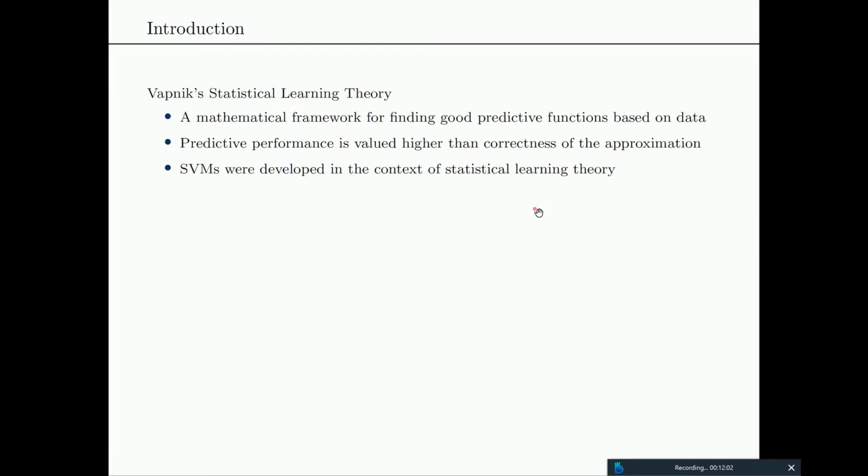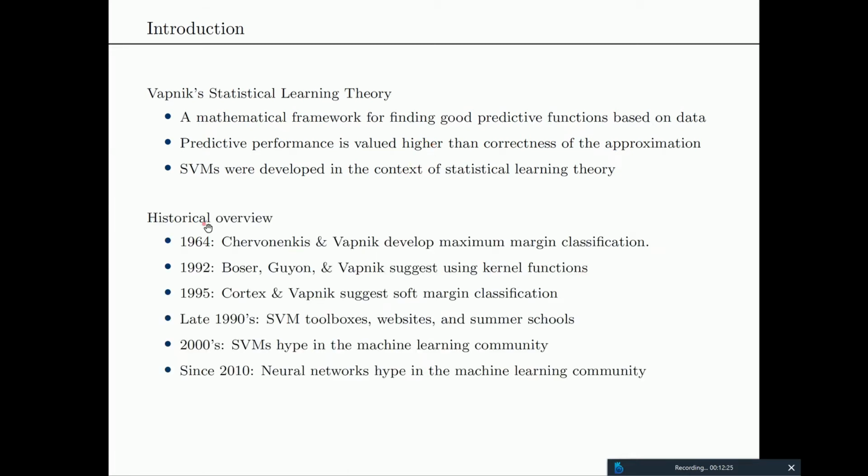So this is kind of the background. Vapnik's statistical learning theory is a mathematical framework for finding good predictive functions based on data. As I just said, the predictive performance is valued higher than the correctness of the approximations, and support vector machines were developed in this context of statistical learning theory. So that's kind of the history. I think I've already mentioned that. You find these papers, definitely the Burges and the Cortes, and some readings by Vapnik in the reading material.